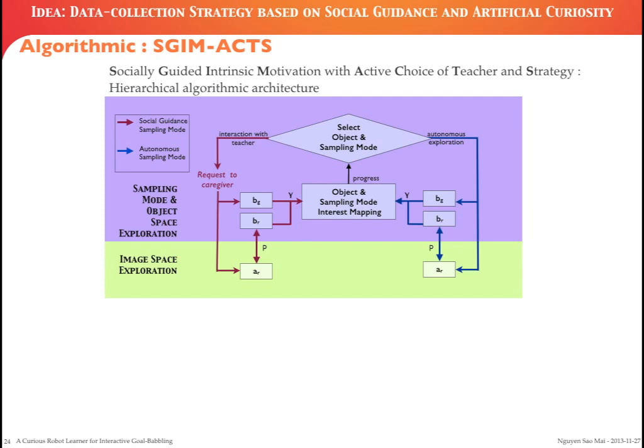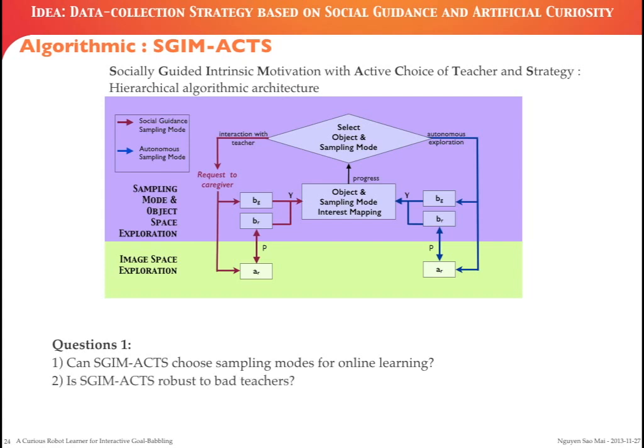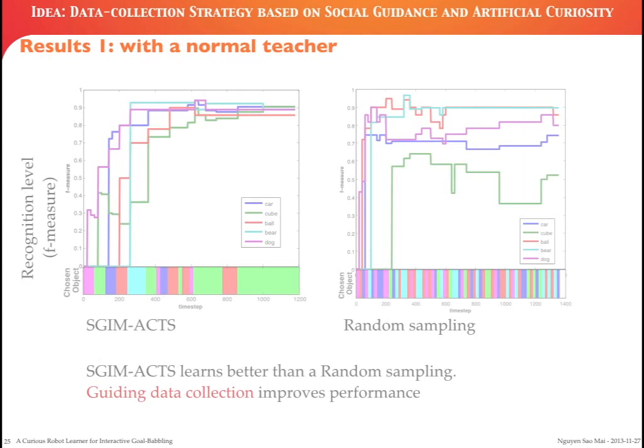We'd like to test if our algorithmic architecture, SGIM-X, can choose sampling modes for online learning. And the second question is, would SGIM-X be robust to bad teachers? So we conducted one experiment with the iPod to recognize five objects, which are the car, cube, ball, bear, and dog here. And we plotted the recognition level, the F-measure, how well it recognized with respect to time. So each of those color plots corresponds to how well it recognizes and discriminates each of those objects.